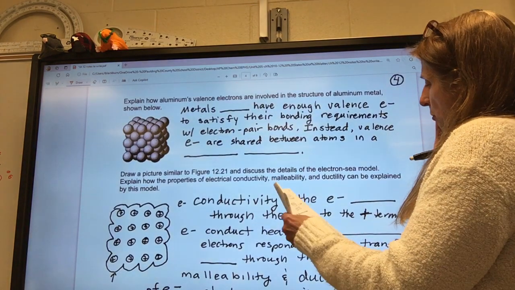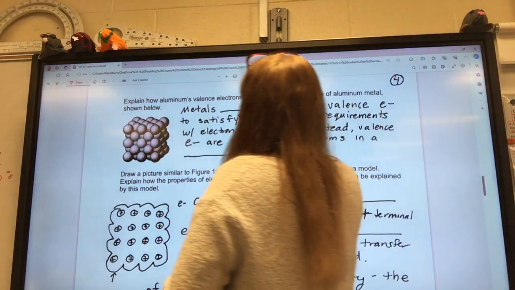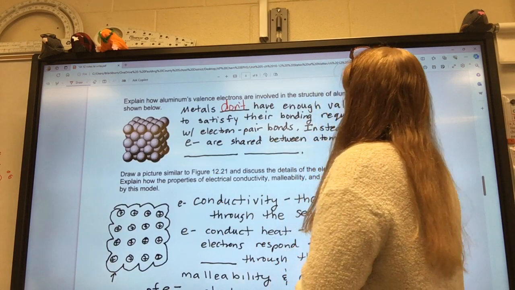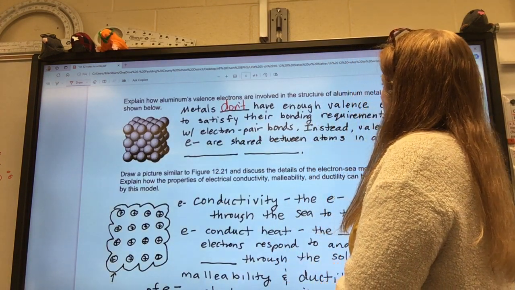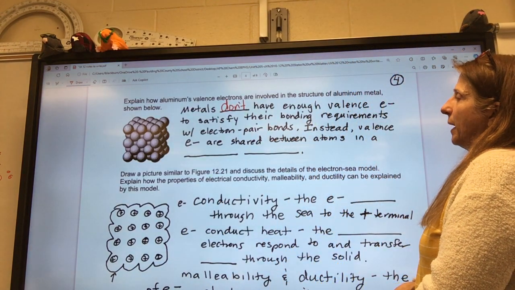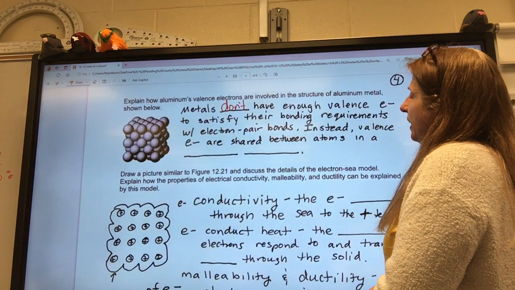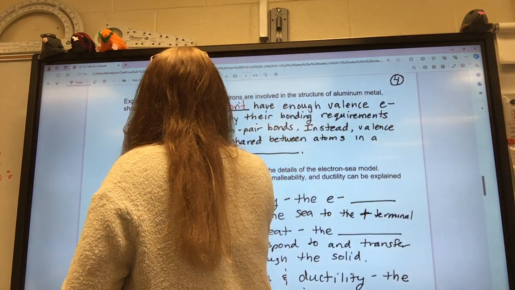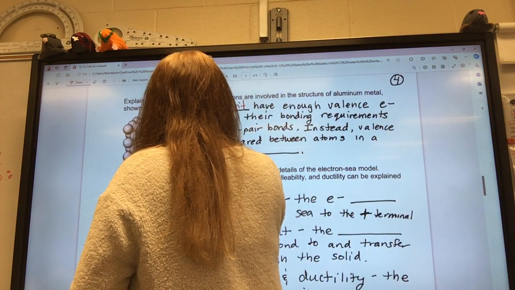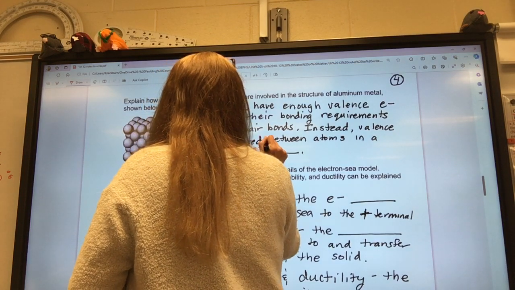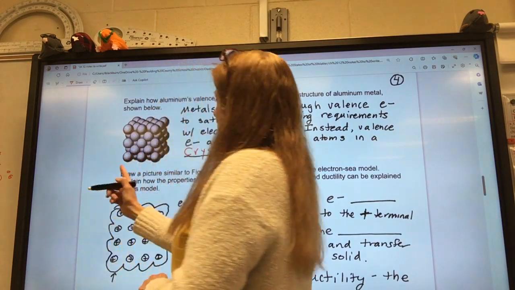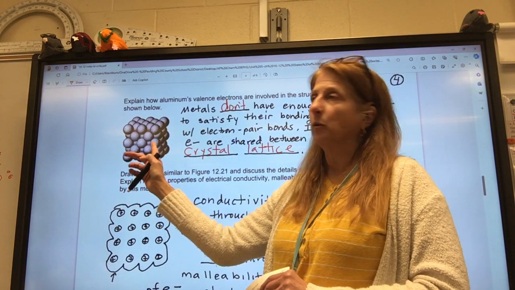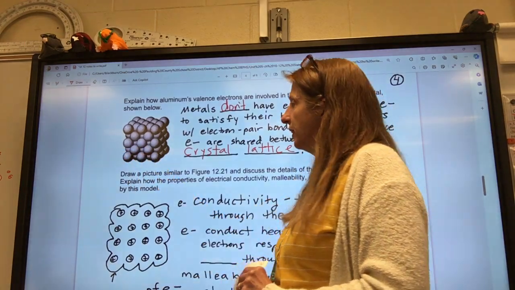Okay, so this is what's going on. Metals don't have enough valence electrons to satisfy their bonding requirements with electron pair bonds. Instead, valence electrons are shared between atoms in a crystal lattice. So there's my aluminum, a little piece of aluminum, a nice little lattice. If I got a little bitty piece of my aluminum foil, you can see it.